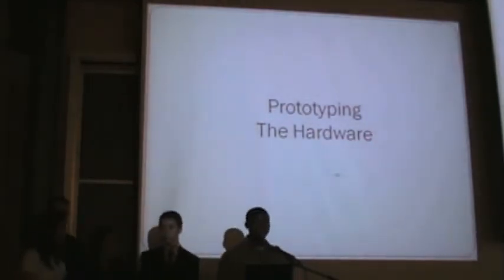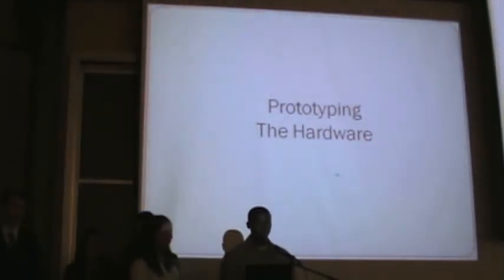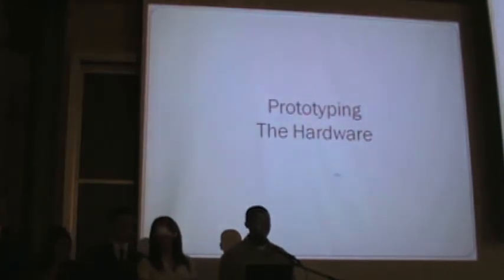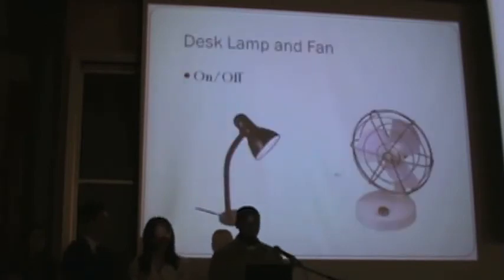Alright, so you basically just heard about our software system and how it works. The next step in our process was to create hardware that we can use to interface with the software we had created. So basically we went to Target, we found some appliances that we liked. We brought them back, we stripped them apart, reverse engineered them, and found out how they worked. Two appliances that we actually used were the lamp and the fan.